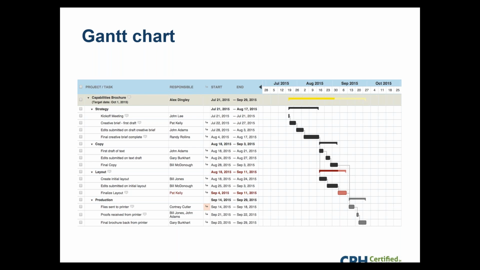Gantt charts have very specific features that I'd like to point out in this image and that you should be aware of for your exams. First are the project tasks.